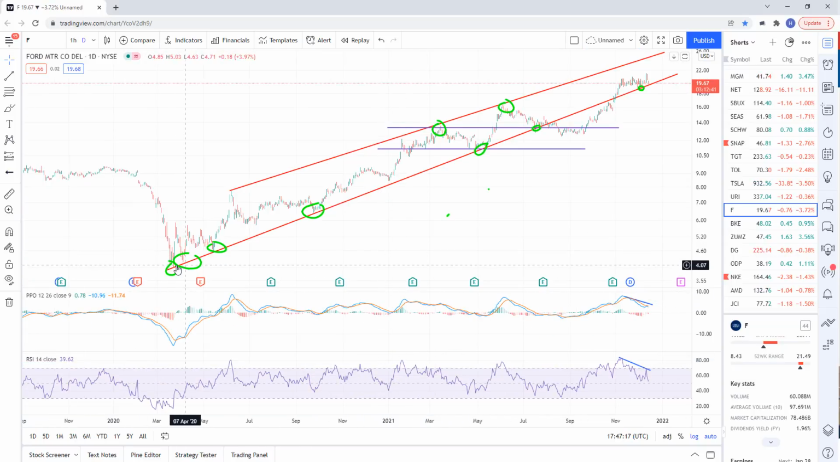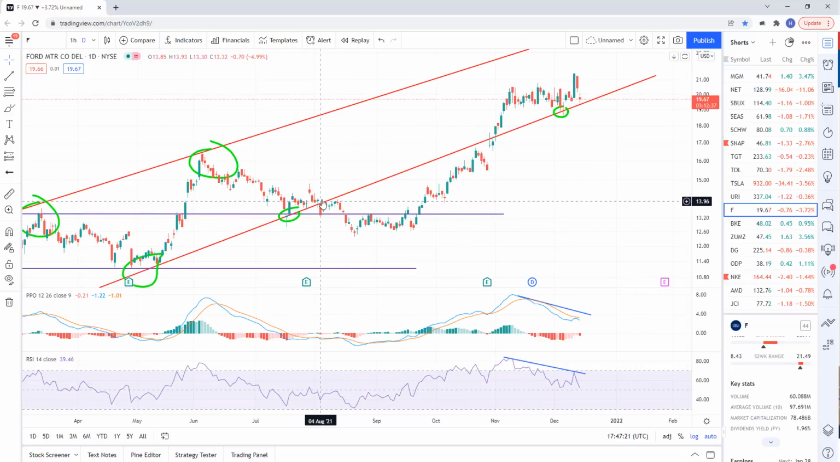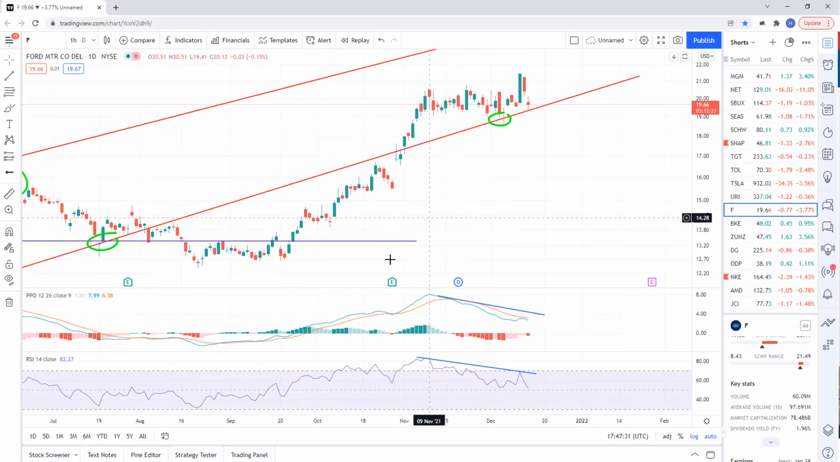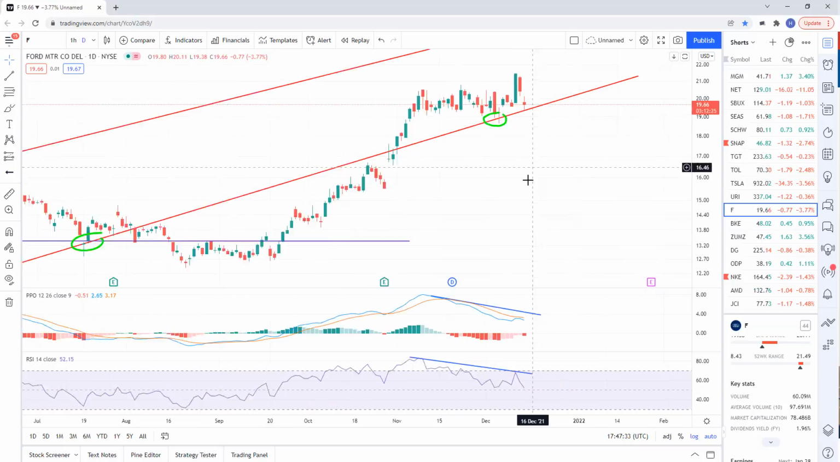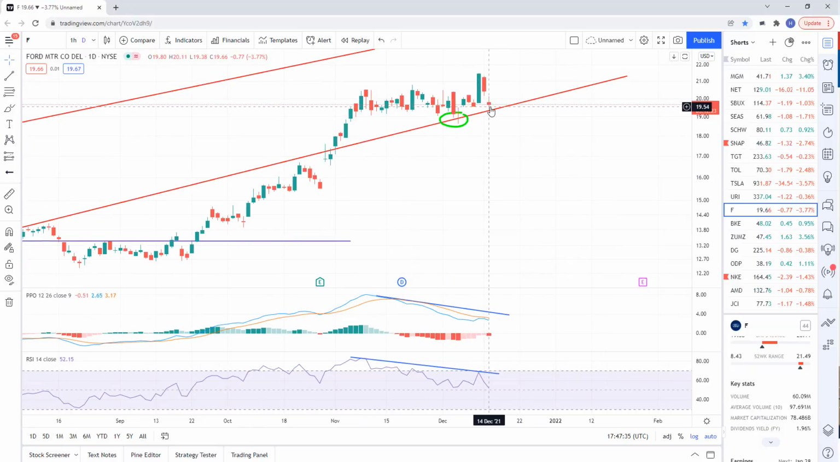Ford, from the March 2020 lows, clear uptrend channel. Now, we did break it once before, and this really was a sell signal as well. We did have some follow through, not a whole lot, so we have to kind of throw that out. But we've recovered that trend line, and you can see we're just continuing to hold that trend line.